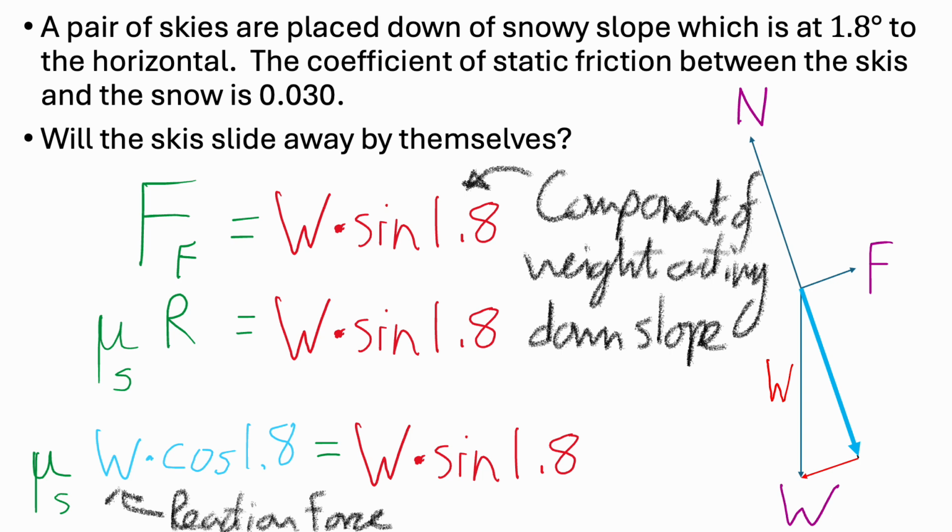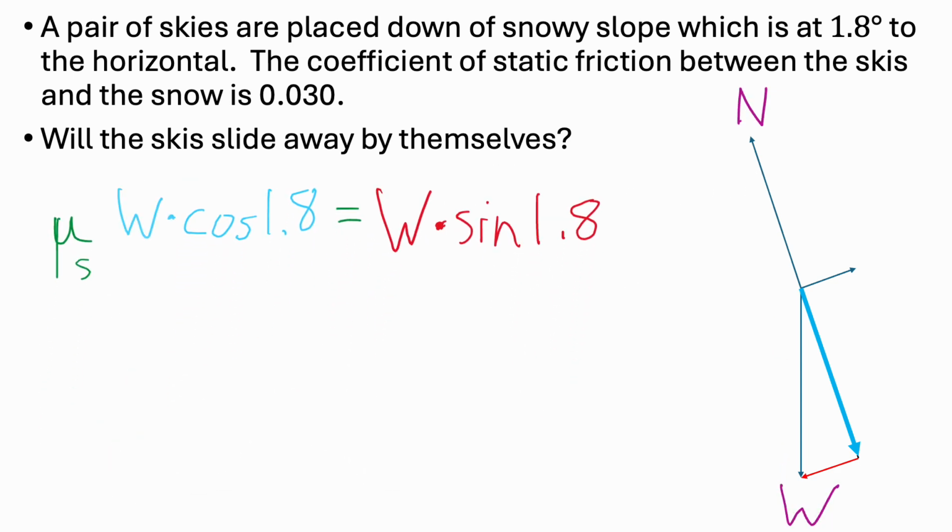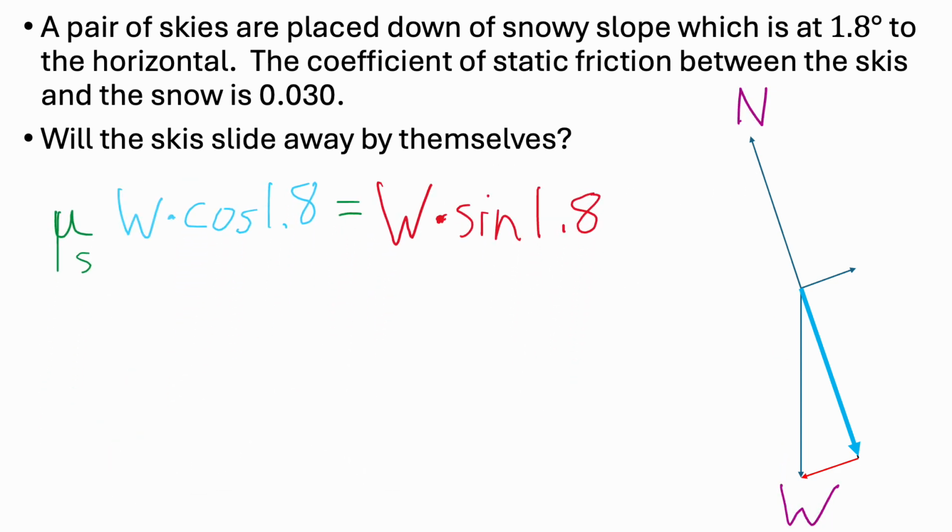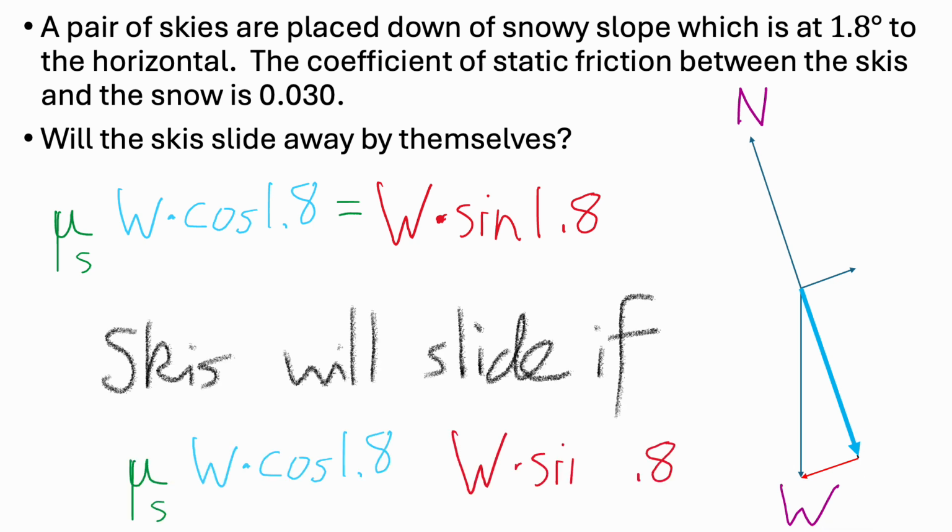Now, what this means is if the first part of this expression is bigger, because that's going to be equal to the force of friction, than the component of weight which is acting down the slope here, then the skis will slide. So everything at the front of this equation, if that's bigger than W sine 1.8, then the skis are going to slide. So let's see what happens.